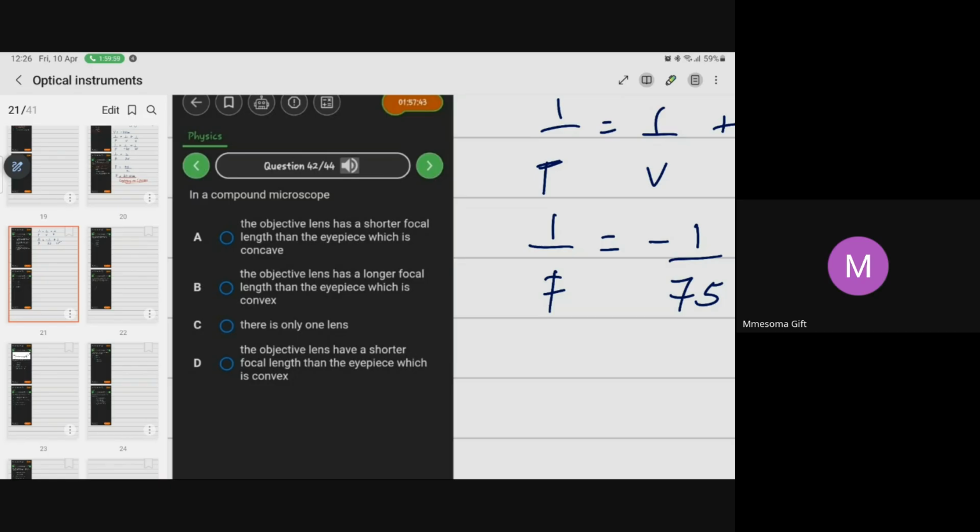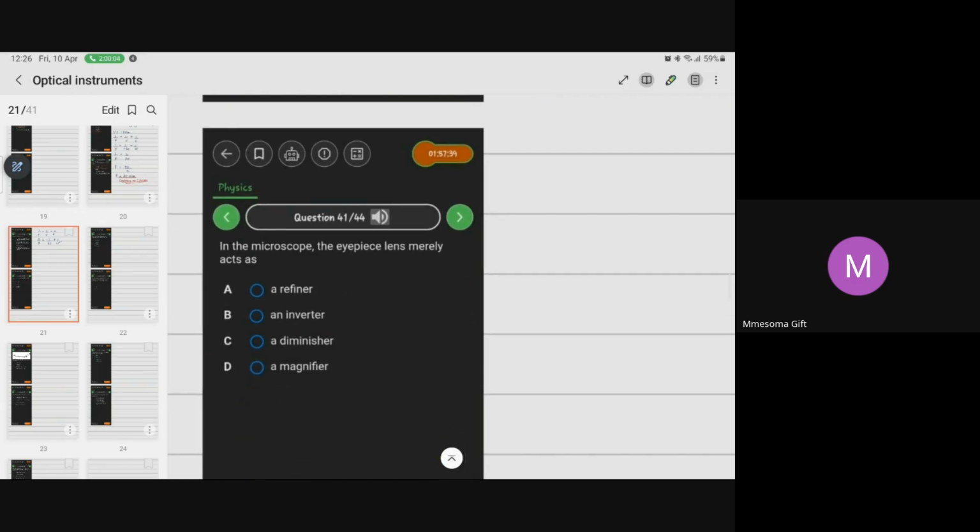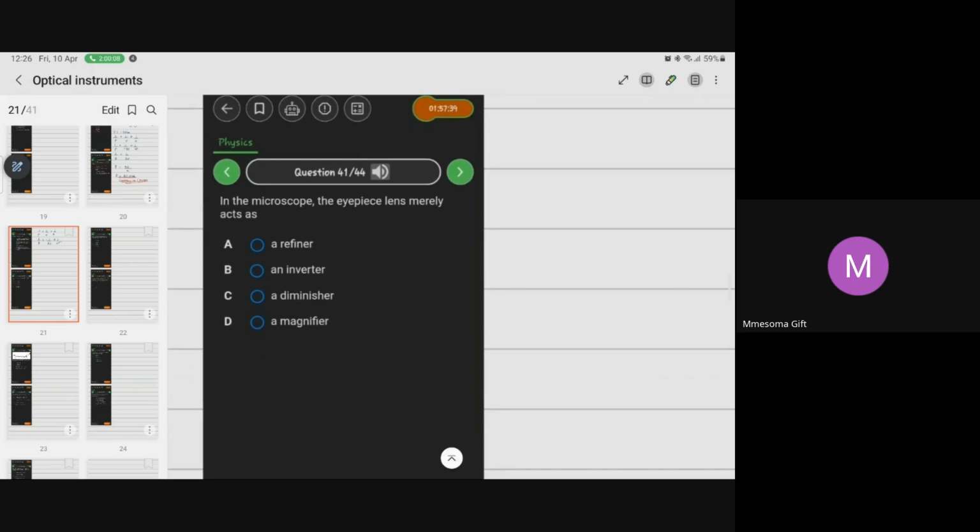Both the objective lens and the eyepiece lens, they are both the same thing. In a microscope, the eyepiece lens merely acts as a what? It acts as a what? Magnify. I think it's magnifier. Yeah, it's a magnifier actually. It has to magnify the image, because on a simple microscope, remember what happens?